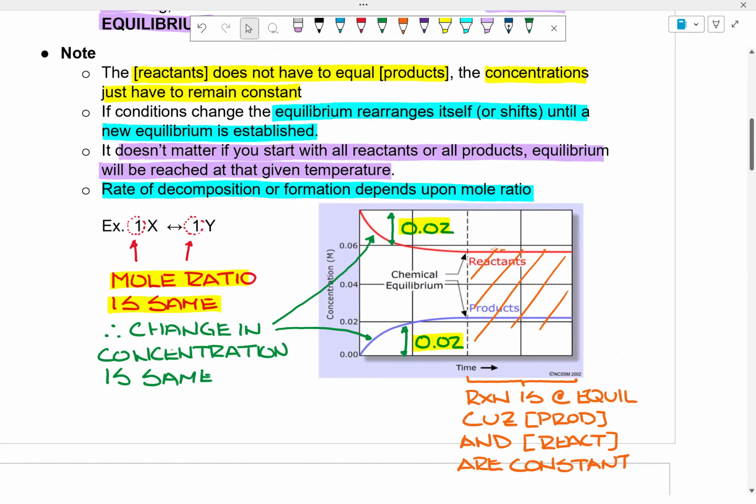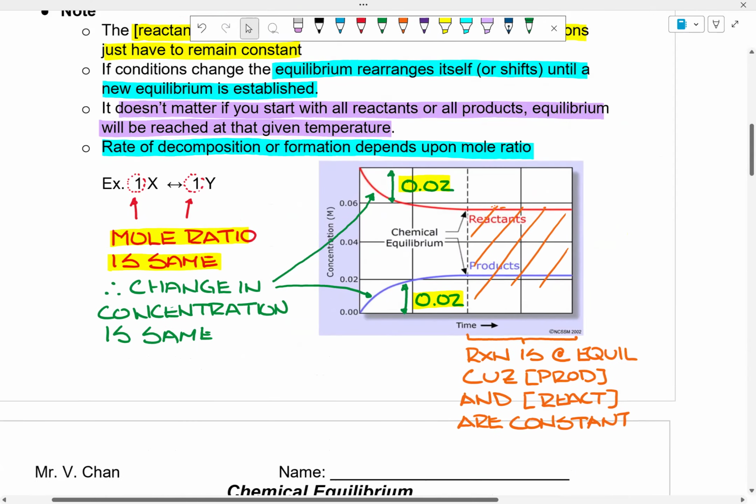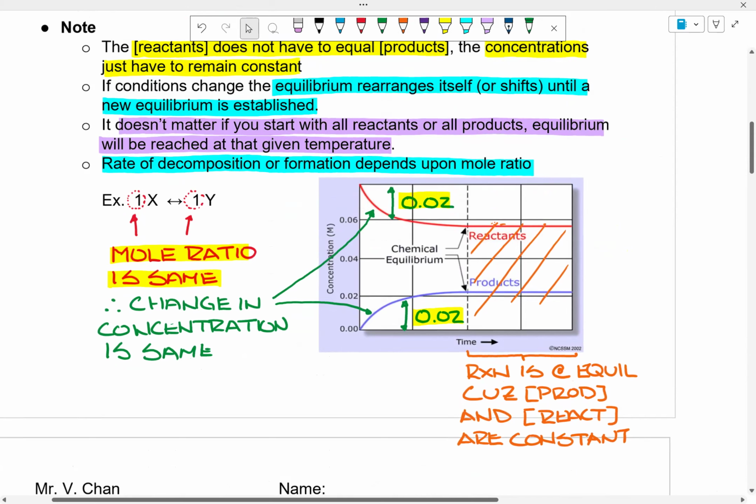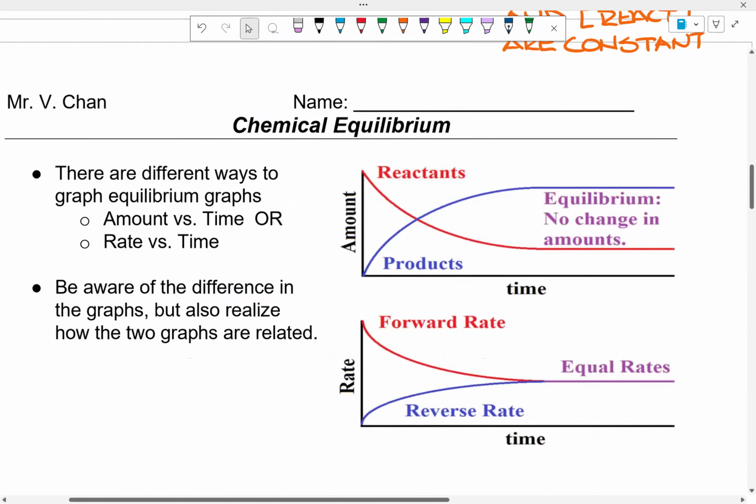Now, in this particular scenario, I've given you concentration versus time, but you can take a look at equilibrium by looking also at the rate. So there are two different ways to graph equilibrium: amount versus time or rate versus time. Be aware of the differences in the graphs, but also realize how the two graphs are related.